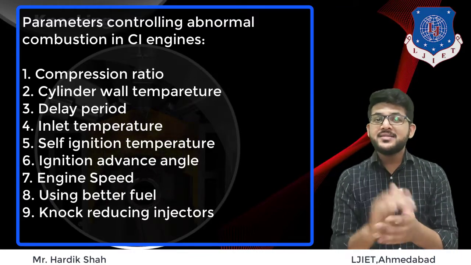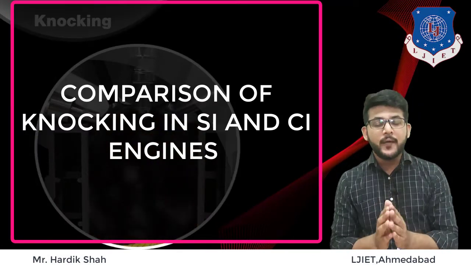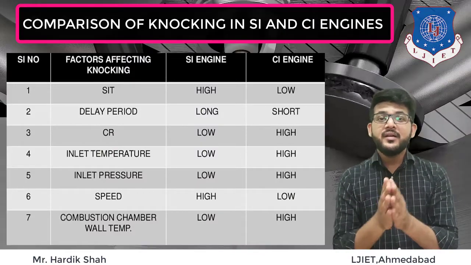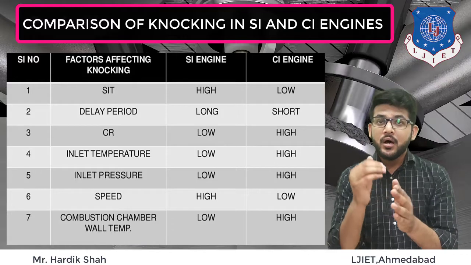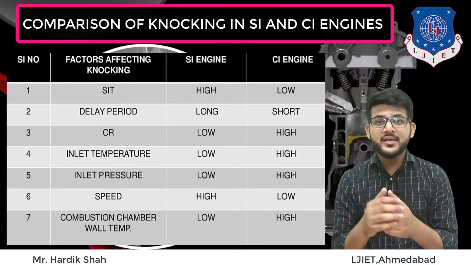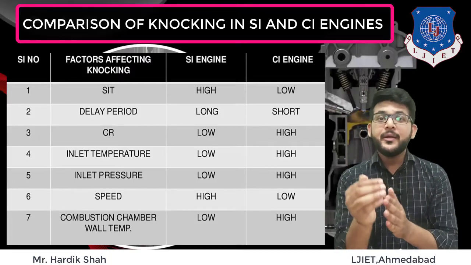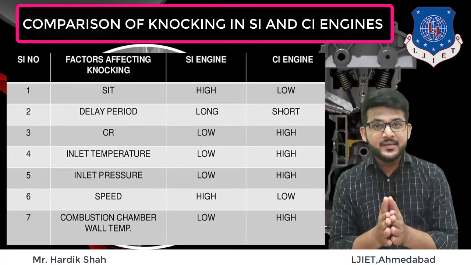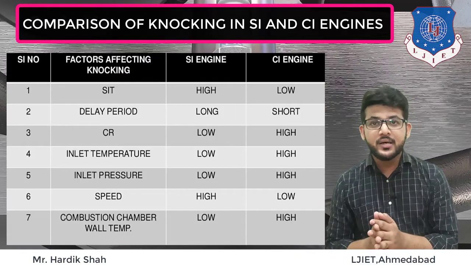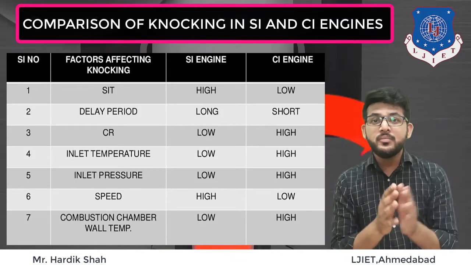Okay, so now let's see the main differences, or you can say the comparison, between SI and CI engine knocking. First one is self-ignition temperature. Second one is delay period, which should be long in SI, short in CI engine. Thereafter compression ratio, low in SI, high in CI. Inlet temperature, low in SI, high in CI. Inlet pressure, low in SI, high in CI. Thereafter speed, which should be high in SI and low in CI engine. Combustion chamber wall temperature should be low in SI and high in CI engines.